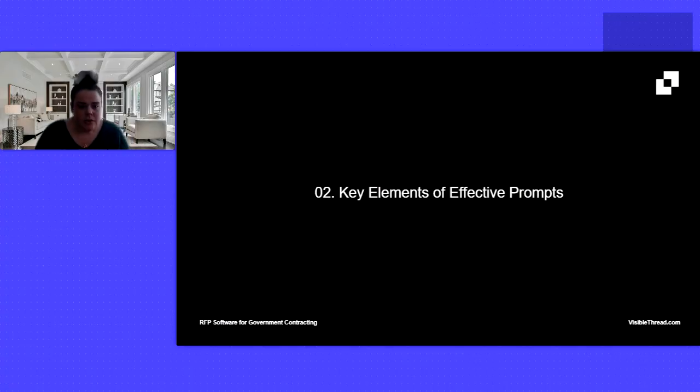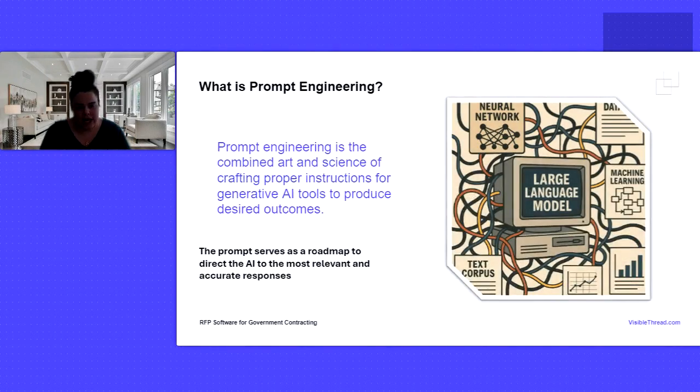I want to do a quick overview and talk about key elements of an effective prompt. We're just going to quickly do an overview and then jump into our examples. For those that are not familiar or may be a bit newer, prompt engineering is the term used for the combination of art and science, but really it's crafting the instructions for Gen AI tools to produce the outcome that you're looking for. Ultimately, the prompt is the roadmap for the AI to create the most relevant response.